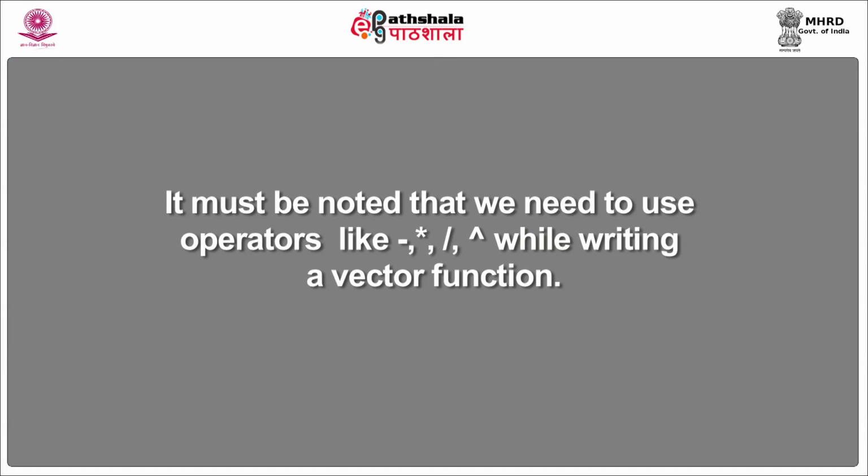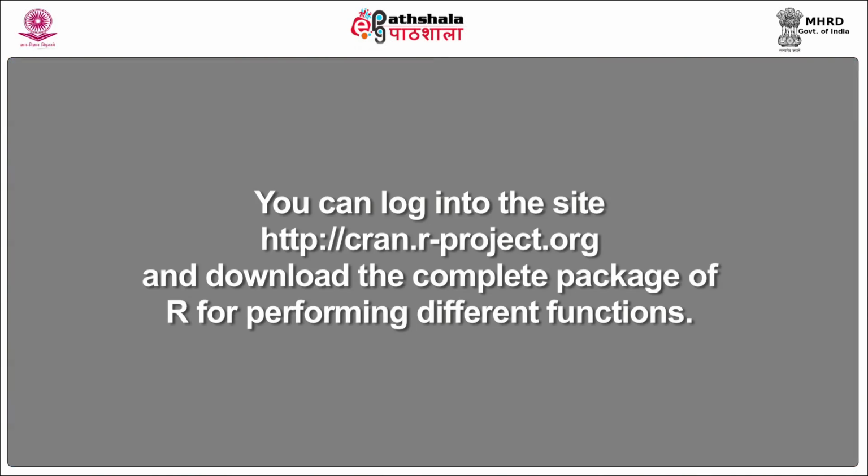Your command to the console will be c in brackets 6, 7, 8, 9, and the screen would show 6, 7, 8 and 9. It must be noted that we need to use operators like multiplication, division, power while writing in vector function. Coming to the packages, R comes in several packages. You can log on to the site http://cran.r-project.org and download the complete package of R for performing different functions.